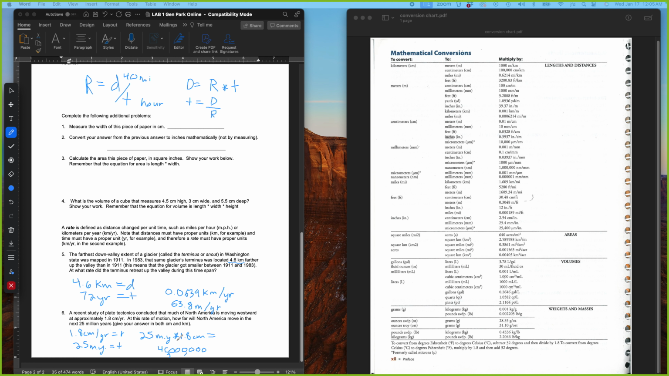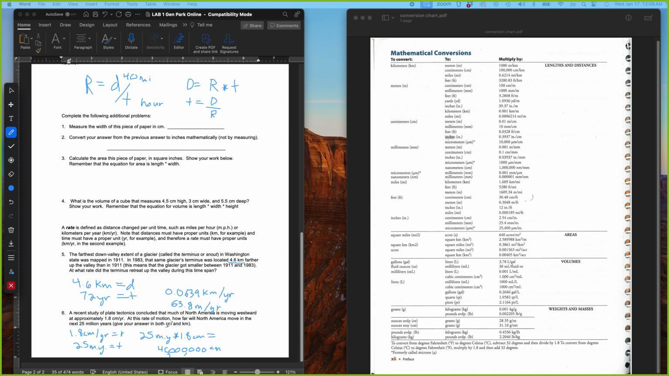I apologize. Our units, though, are going to be centimeters. What is it? The years, I think, will cancel. Yeah, the years cancel out. So this is just in centimeters, right? So 45 million centimeters is how far North America will move in the next 25 million years at that current rate of 1.8 centimeters per year, okay?